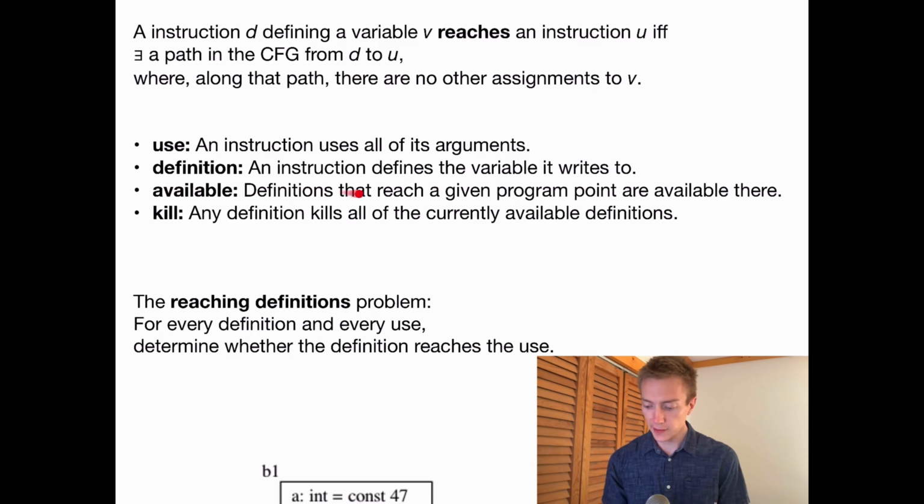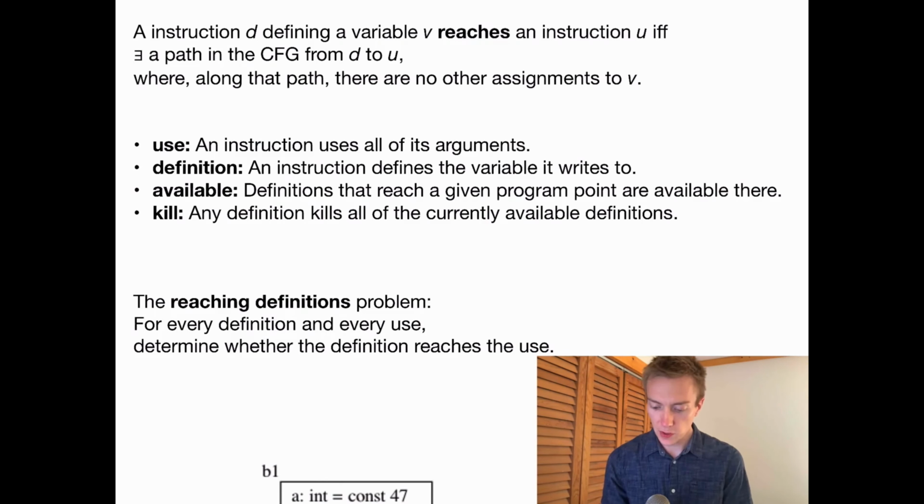An available definition is one that reaches a given program point. By reaching, I just mean that it is still the most recent definition of that thing. And finally, we'll use the terminology kill, to say that any definition kills all of the currently available definitions for the same variable. That is, anything that overwrites a variable kills all the previous definitions at that point.